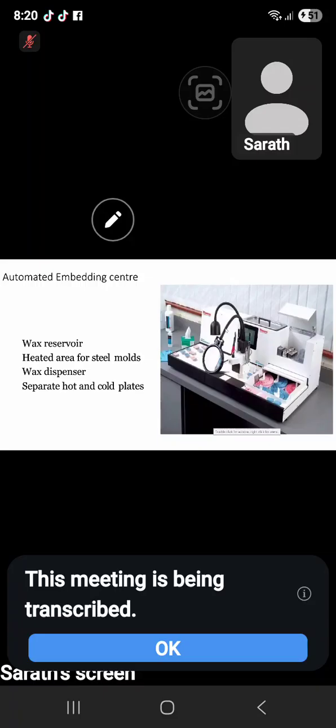Wax reservoir, wax is kept inside this one. Then heated area for steel molds. The steel molds are kept in the heated area. Then wax dispenser. You can see wax can be dispensed here. That's the wax dispenser. Once you press it, wax is dispensed to the mold.